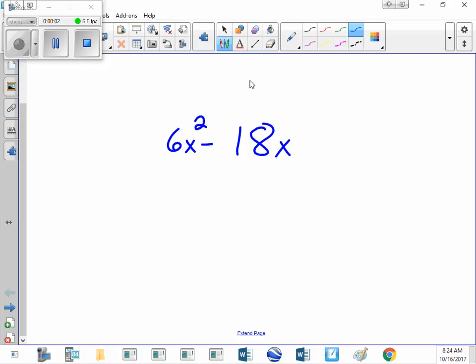If I had 16x squared minus 18x, can I factor this using the box? No, because it doesn't have 3 terms. The box only works if you have 3 terms. But, oh, sorry, 6x, not 16. Listen to what I mean. Don't listen to what I say. How do we factor this?